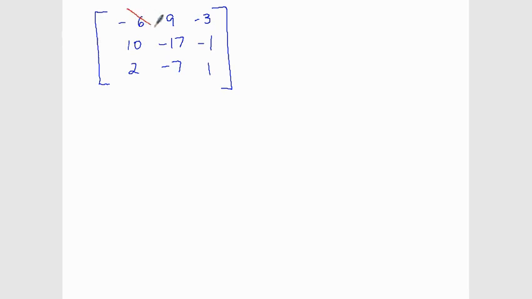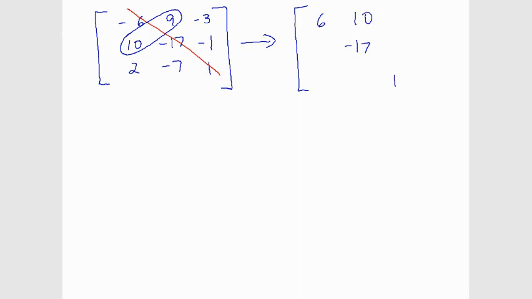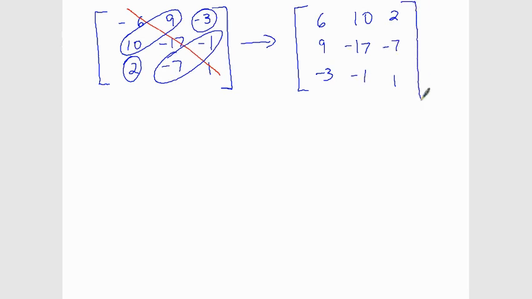And what this looks like is we're going to draw a line through the diagonal, and we're going to keep that diagonal the same. So I'm going to go ahead and write 6, negative 17, and 1, and leave that there. Now, these two values right here will switch. So I'm going to put 10 here, and I'm going to put 9 here. These two values will switch. So I'm going to put negative 3 here and 2 here, and these two values will stay the same. I'm just kidding. We're going to switch them. Negative 7 and negative 1.